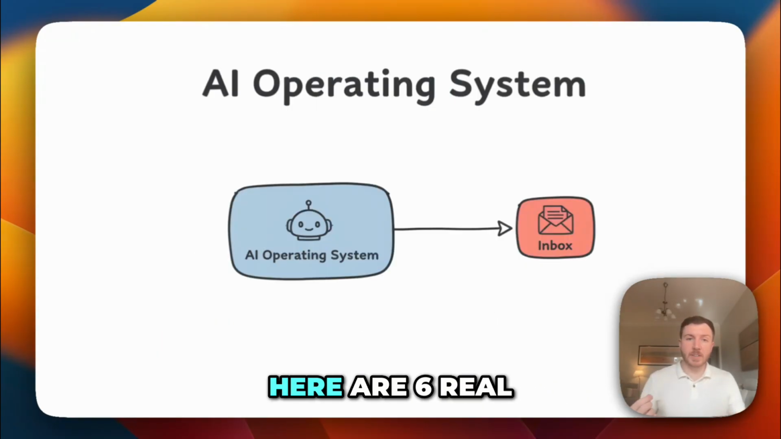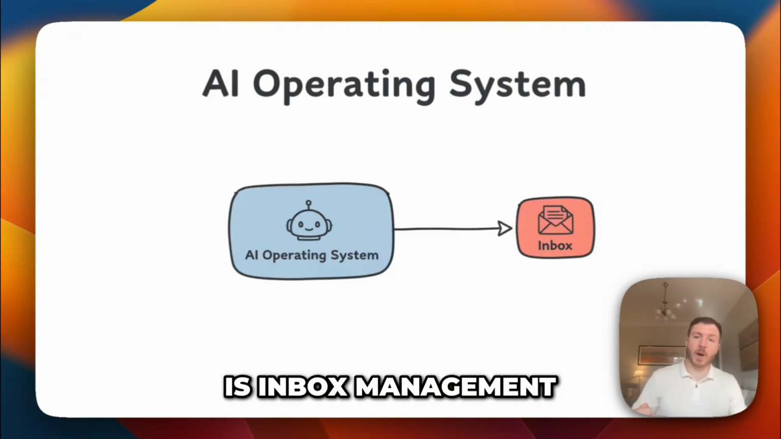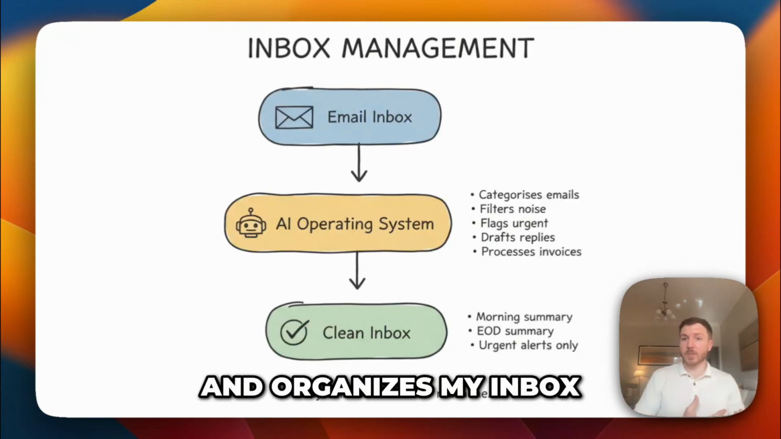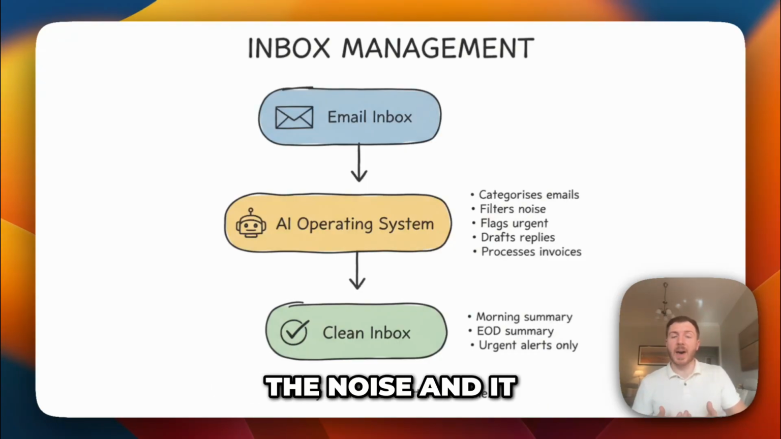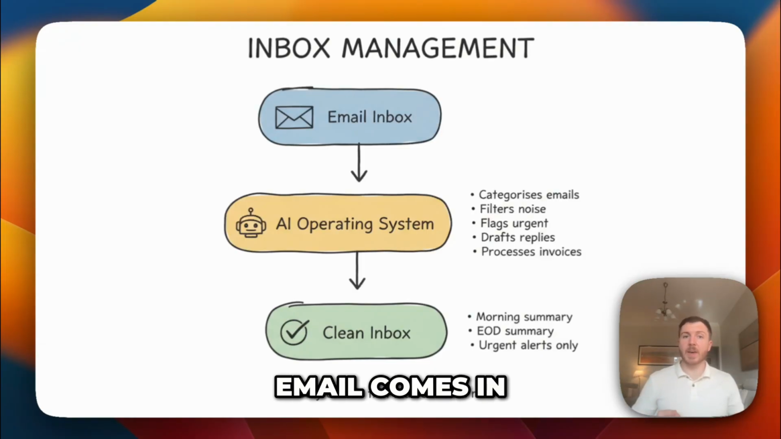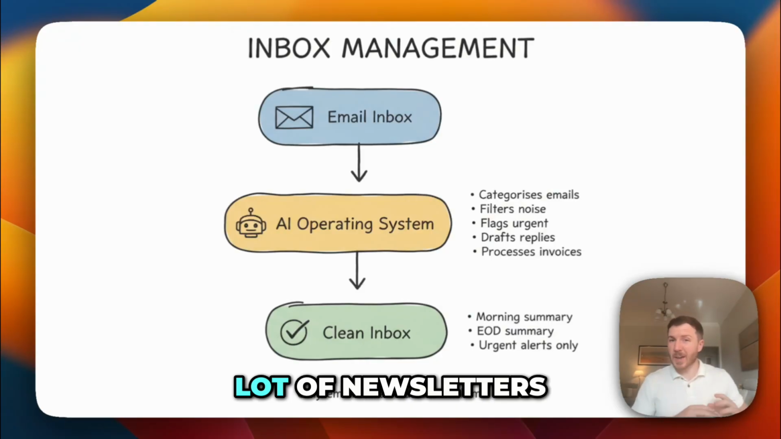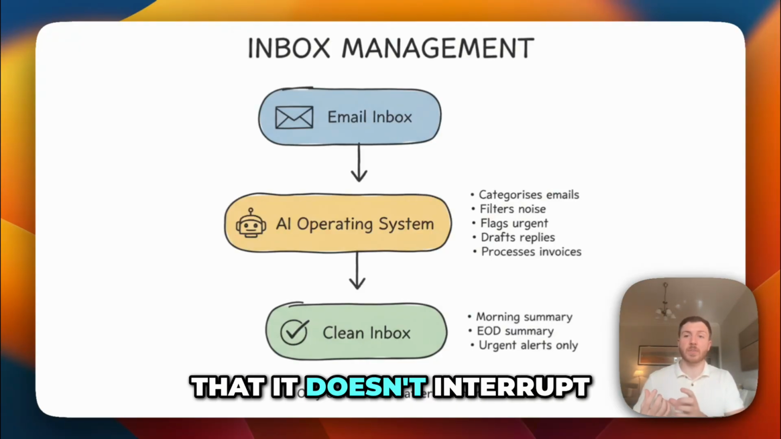Here are 6 real use cases that we run inside our AI operating system. The first of these is inbox management. In this case, the agent continuously monitors and organizes my inbox. So it categorizes my emails and filters out the noise, and it flags anything that needs my attention. So if a client messages or an urgent email comes in, it triggers an alert and everything else is just sorted automatically. So I get a lot of newsletters, marketing emails, and that noise is all filtered out so that it doesn't interrupt my day.